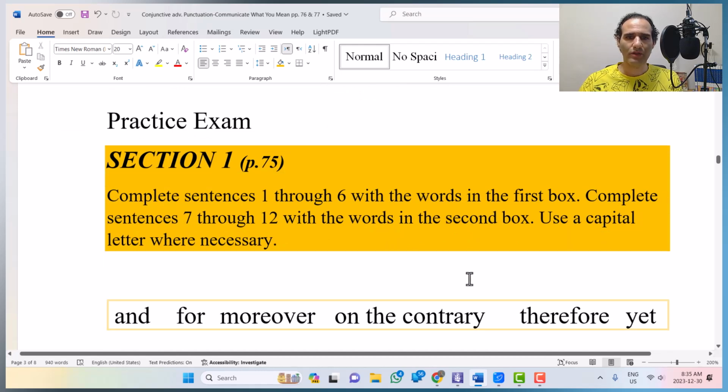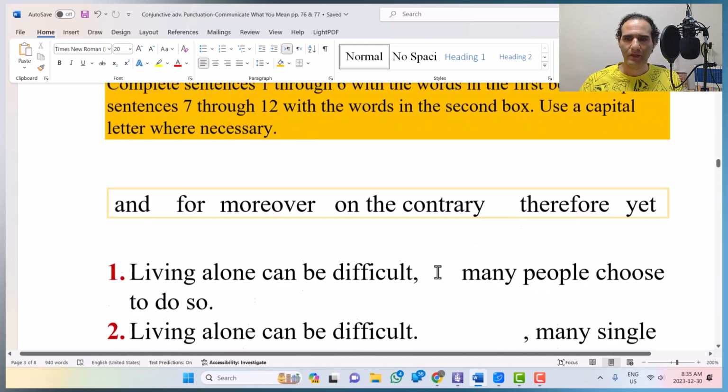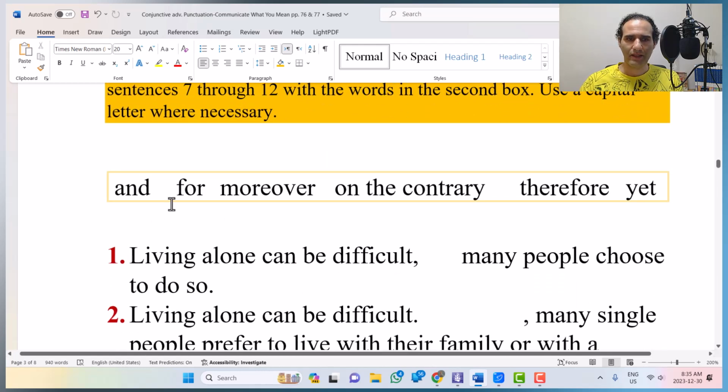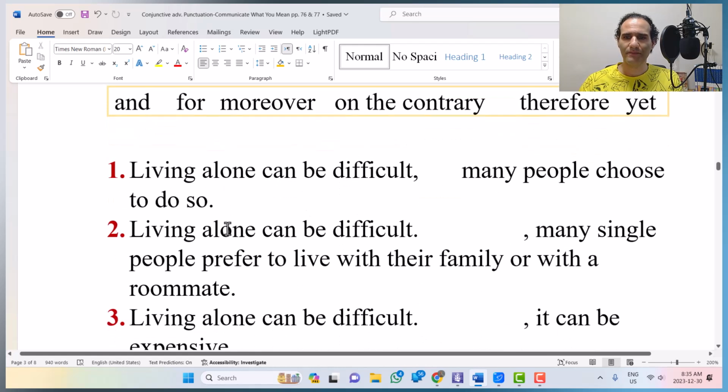But right now we are on page 75 of the book and the exercise. Put in the blanks: and, for, moreover, on the contrary, therefore, and yet. If you pay attention, three of these are coordinating conjunctions: and, for, yet. And the other three are conjunctive adverbs. What is the difference? In the exercises, I will tell you.